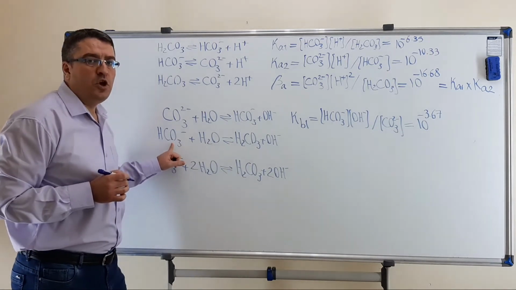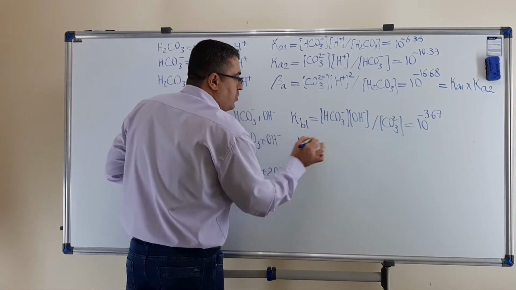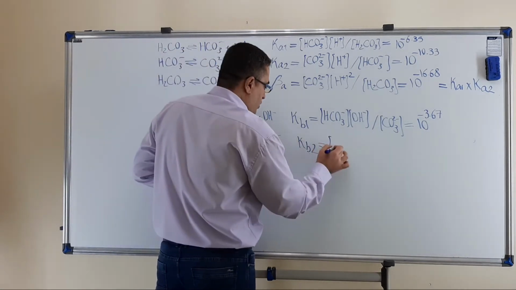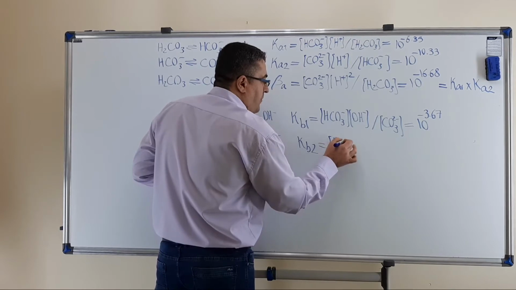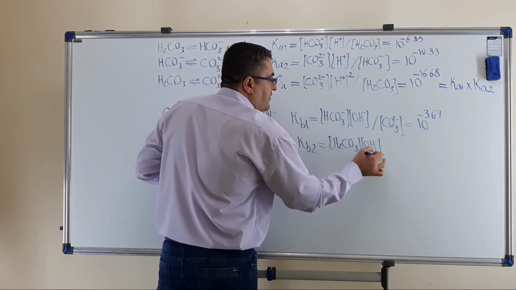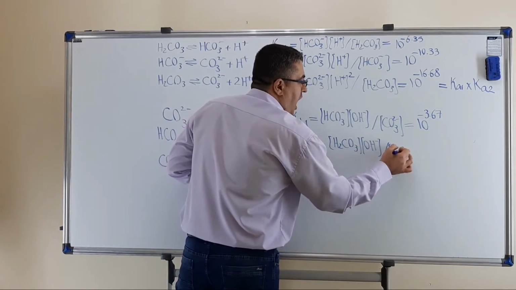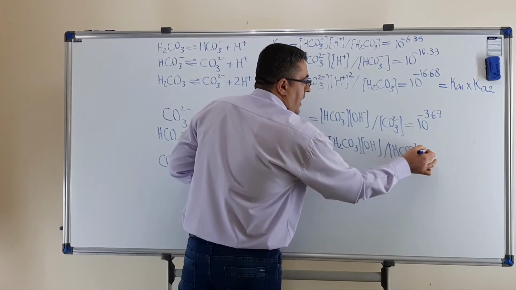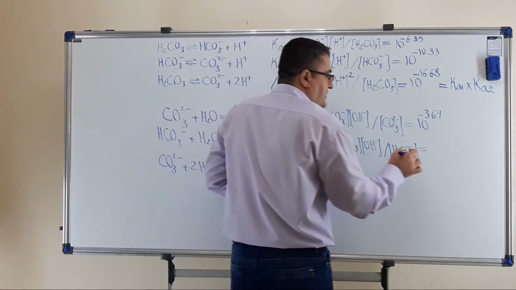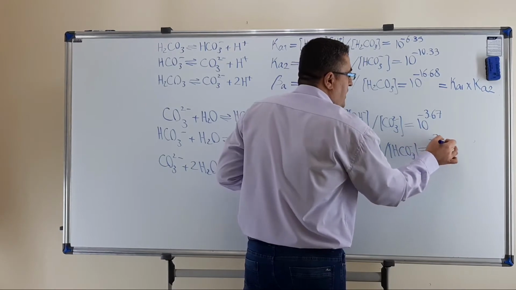In terms of equilibrium concentrations, Kb2 is equal to the equilibrium concentration of carbonic acid times the equilibrium concentration of hydroxide anion over the equilibrium concentration of hydrogen carbonate. At 25 degrees Celsius, it is equal to 10 to the power of minus 7.65.